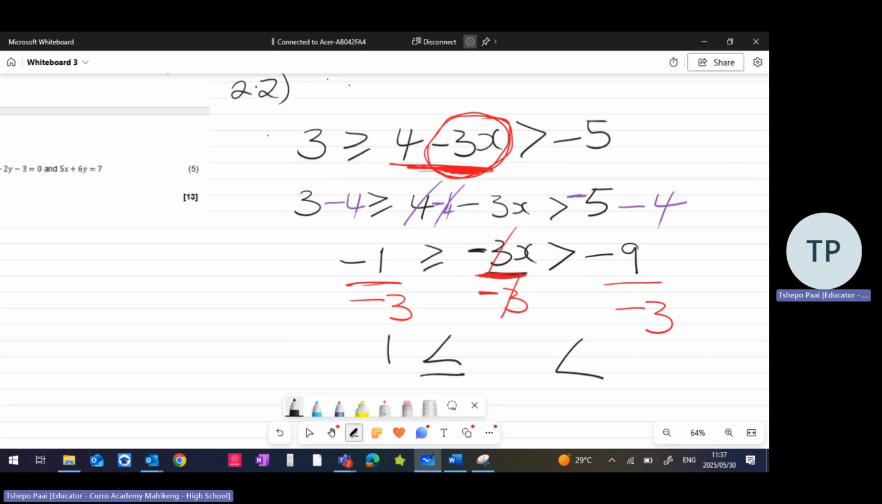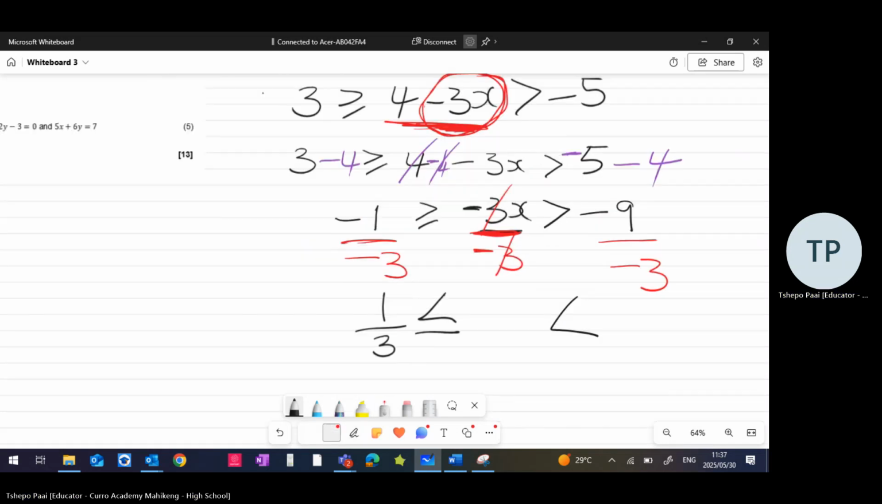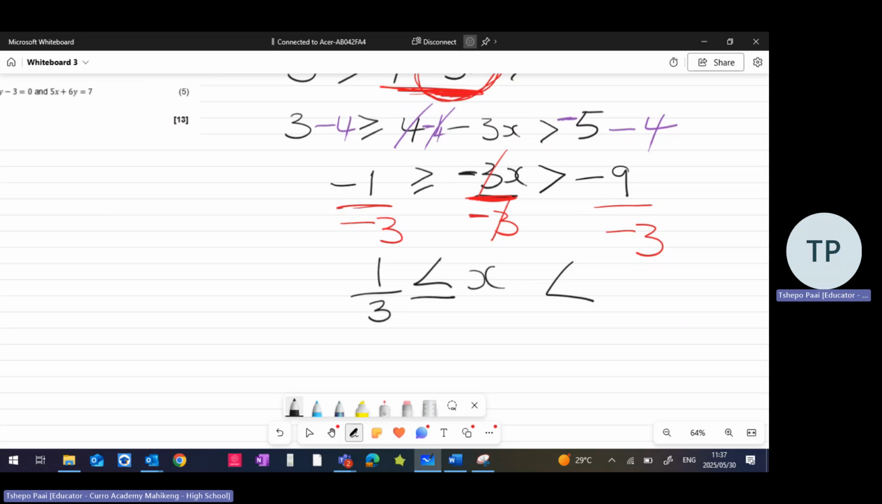Then we have 1 over 3. Then we are left with x. So when you divide by a negative number, the inequality direction should change. Now, what is negative divided by negative? 9 divided by 3 is 3. So x is greater or equals to 1 over 3 but less than 3.